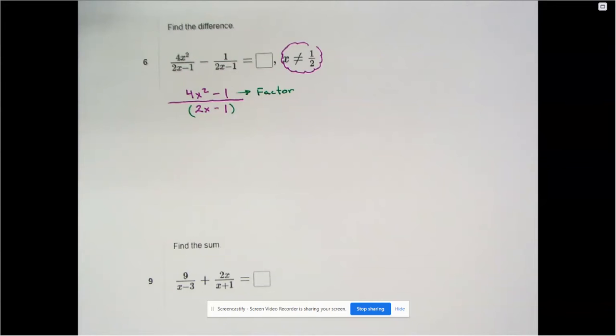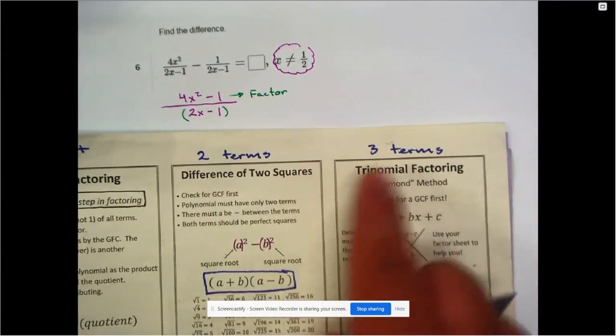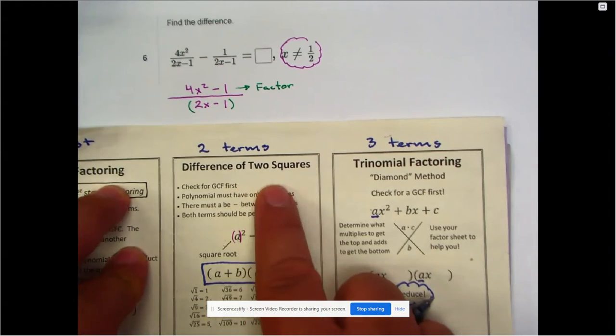And of course, that's why we have a word wall there that'll guide us. This is the one part of the word wall that people tend to forget. But remember, the idea is GCF first. All right, it has none. Now it has 2 or 3 terms. Well, this one has 2 terms. So then, of course, I'm going to be using what we call the difference of 2 squares.